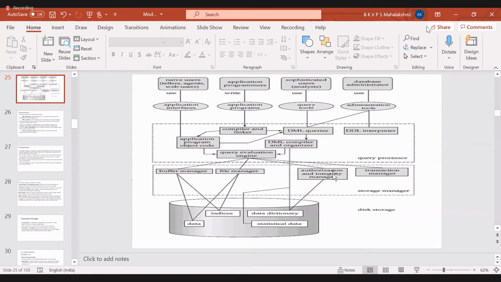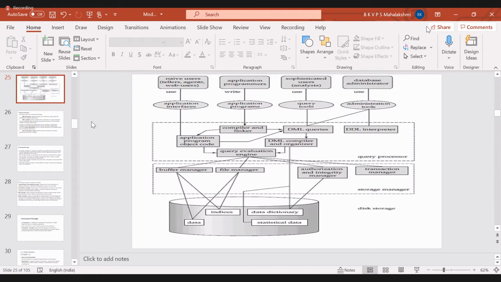Okay, so these are the front end users in the external level. Many people will be there: the database administrator, who helps us manage the administration tools and all, and the sophisticated users, who are analysts. Data analysts, you can say. And application programmers are nothing but you only. Definitely after the 4th year, you will become software engineers, right? So you will write the programs and all.